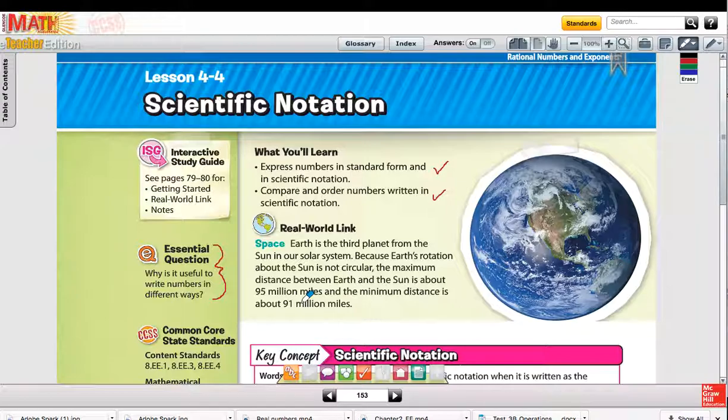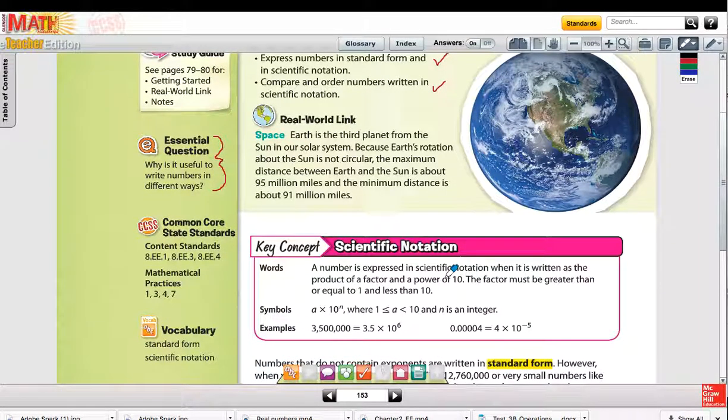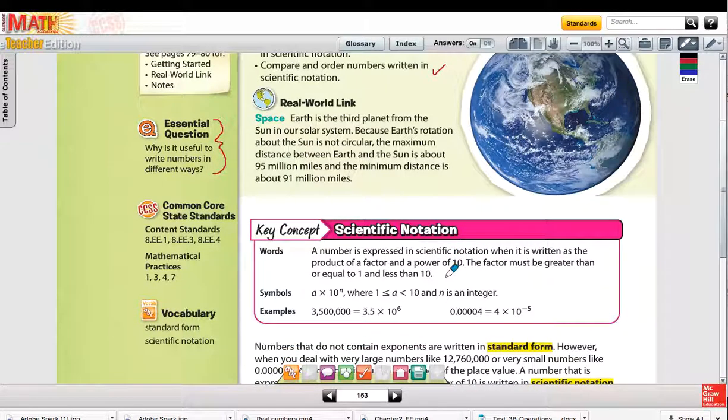Well, in this case, scientific notation represents really large numbers and really small numbers. And so scientific notation is very useful to cut down on the number of zeros that you have to write out for these numbers. So on your note sheet, you don't have this key concept.